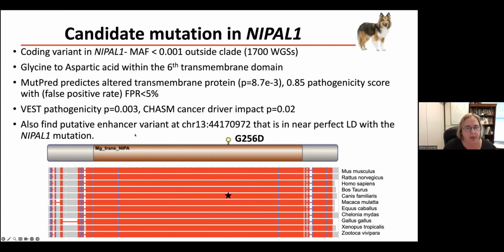Now, I will say we don't yet know it's this base pair, although certainly that's where our strongest evidence is, but I would be negligent if I didn't tell you we also have a putative enhancer variant very close by. It's an enhancer for Nepal1, and it's in near perfect linkage disequilibrium with the mutation.